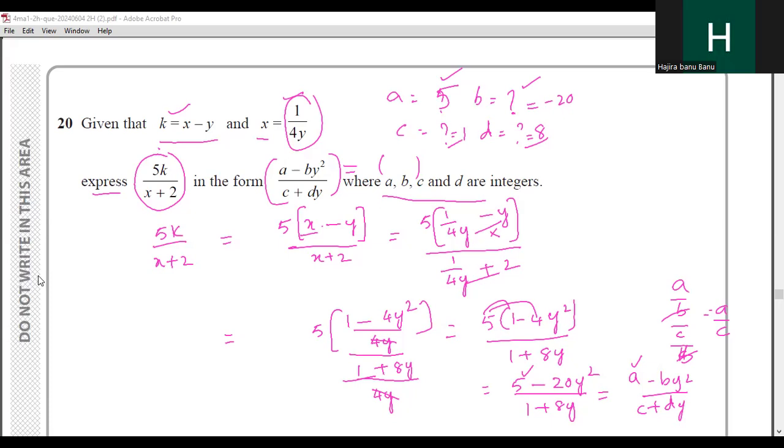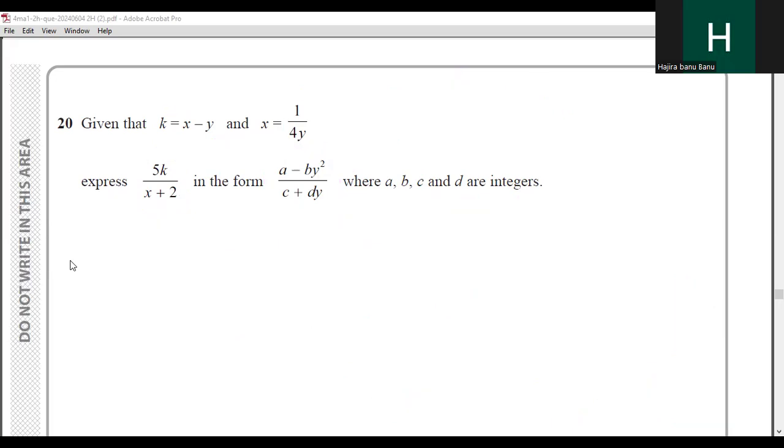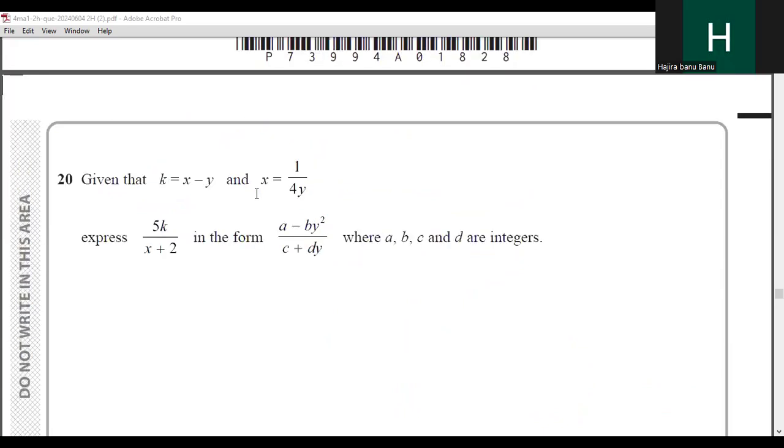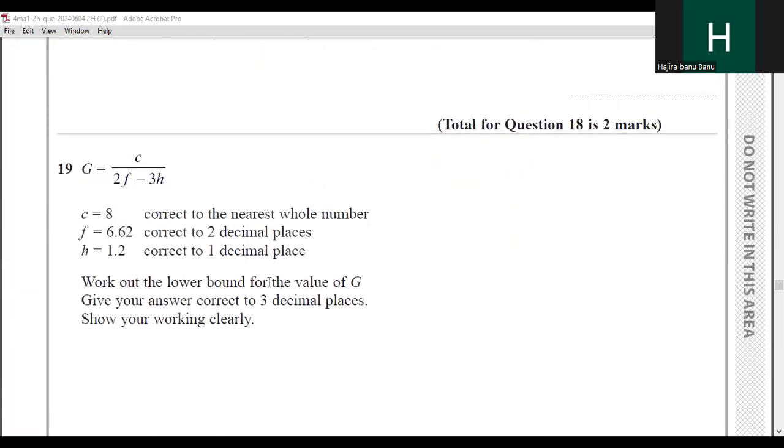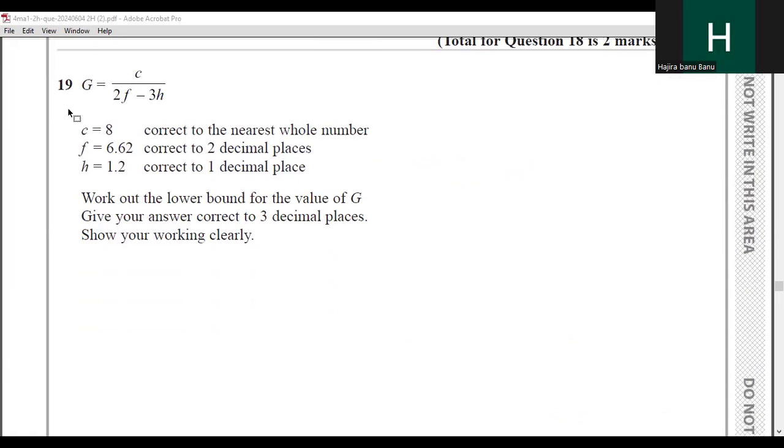Let me clear this out and go to the next. The next question is about upper bound and lower bound. There is an expression given here: G equals C divided by 2F minus 3H. The value of C is given as 8, correct to the nearest whole number. F is given as 6.62, correct to 2 decimal places. H is given as 1.2, correct to 1 decimal place. Work out the lower bound for the value of G. Give your answer correct to 3 decimal places.